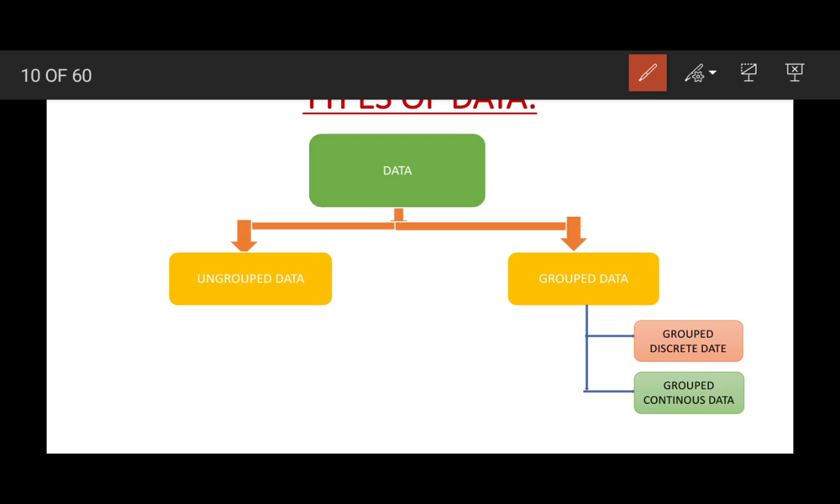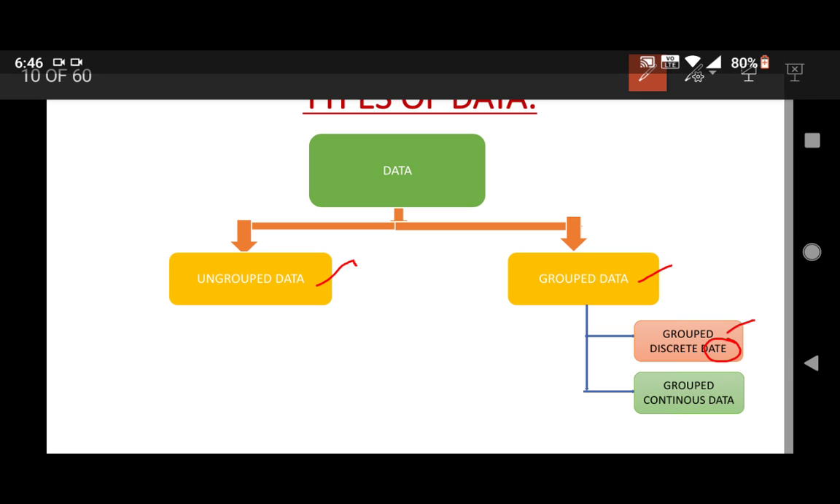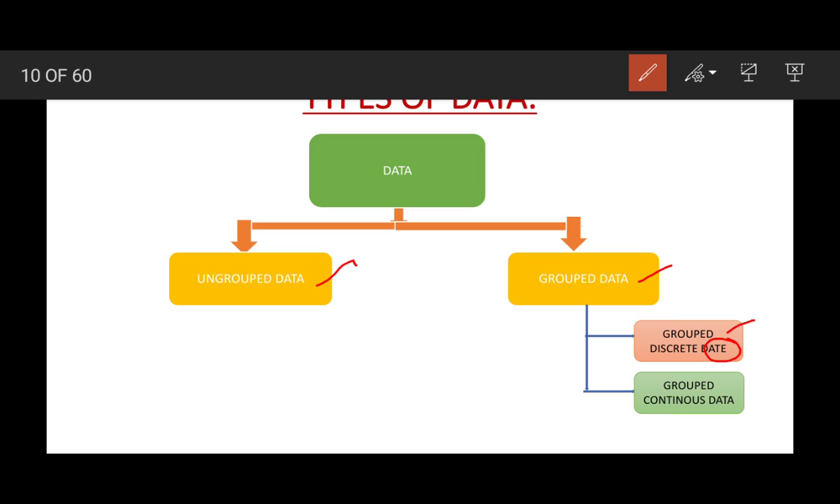So class, basically we have three types of data in your syllabus. In this chapter we are going to deal with ungrouped data, then grouped data. Under grouped data we have two types: grouped discrete data, this is data not date, and grouped continuous data. So three types of data: ungrouped data, grouped discrete data, and grouped continuous data. Ungrouped means only single values are given.